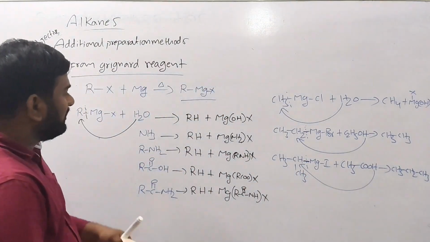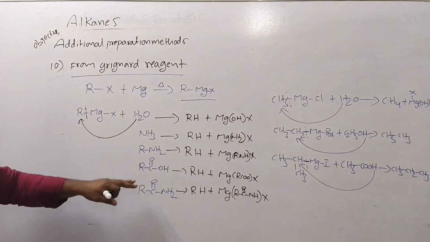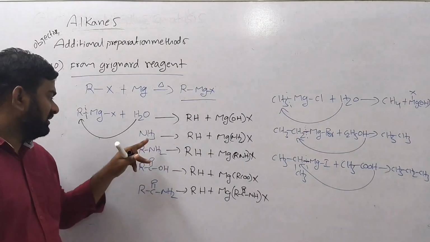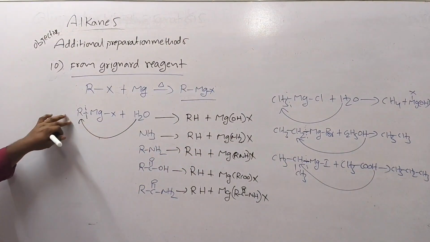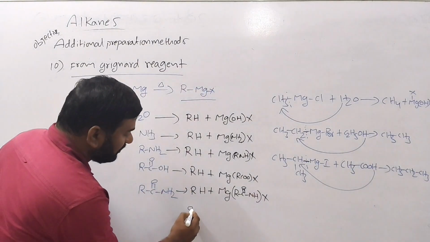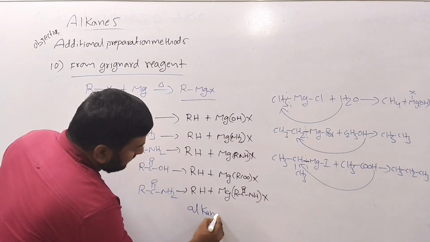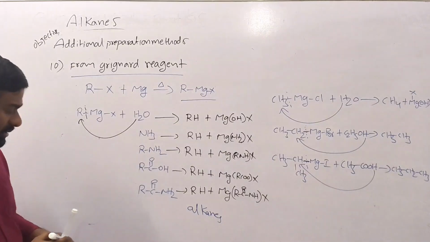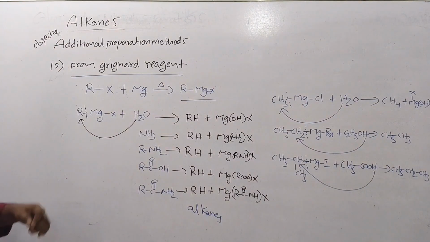In this way, from all these compounds, the acidic hydrogen is added to the alkyl group in the Grignard reagent. So what will you get? Alkanes. This is one more method to prepare alkanes from Grignard reagent.